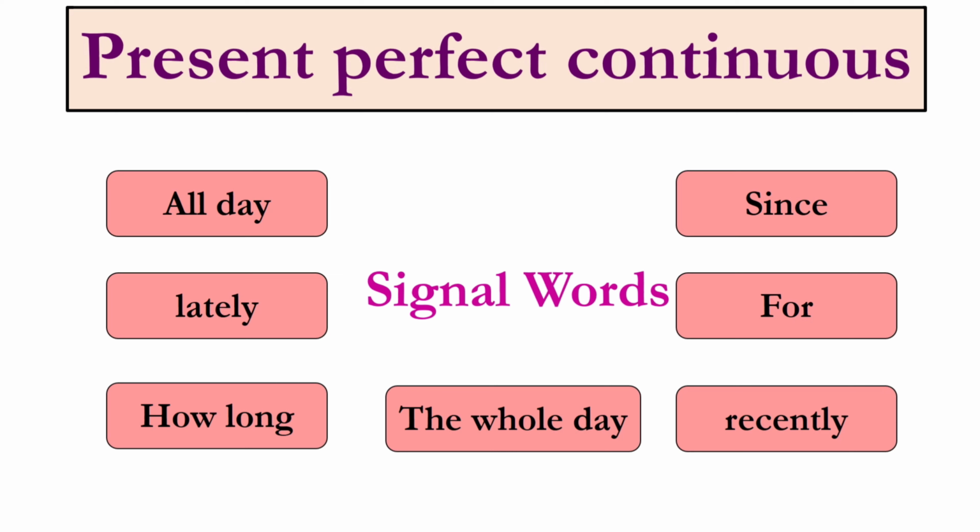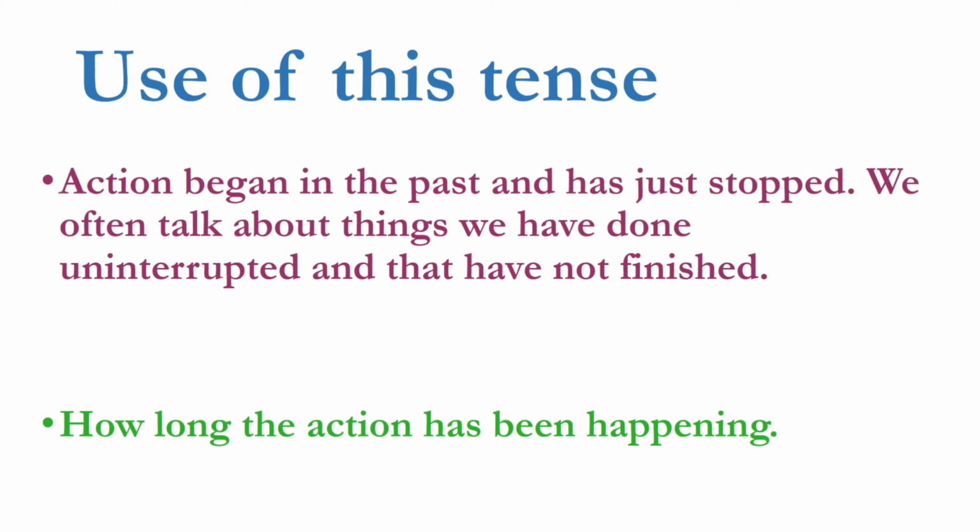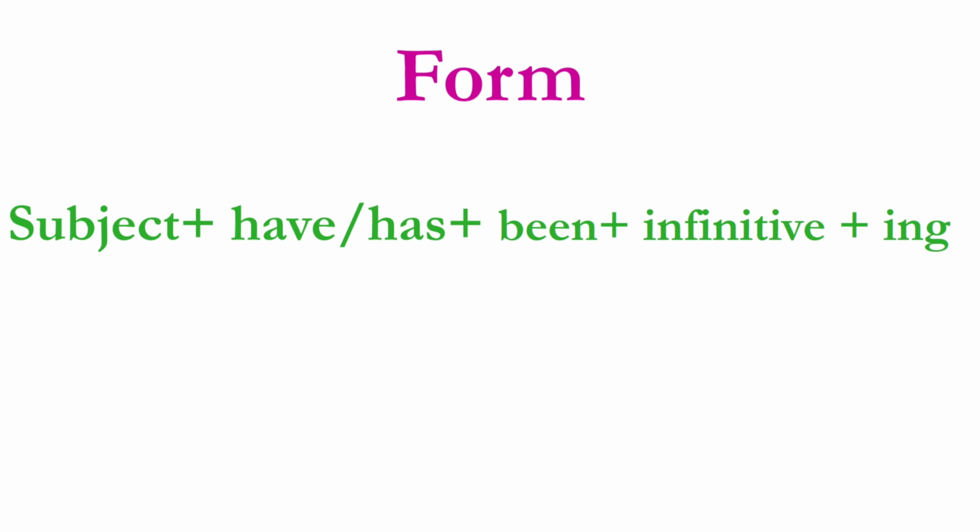The last form of present tense is present perfect continuous. There are some signal words for this tense: all day, lately, how long, the whole day, since, for, recently. This tense is used in these conditions. Action began in the past and has just stopped. We often talk about things we have done uninterrupted and that have not finished, and how long the action has been happening. The form is subject plus have or has plus been plus infinitive plus ing.